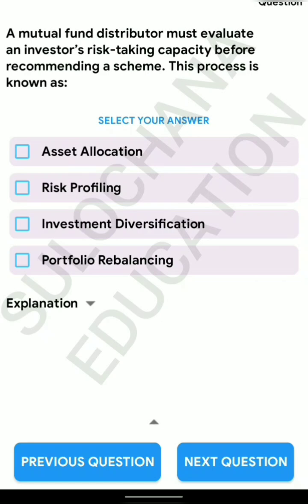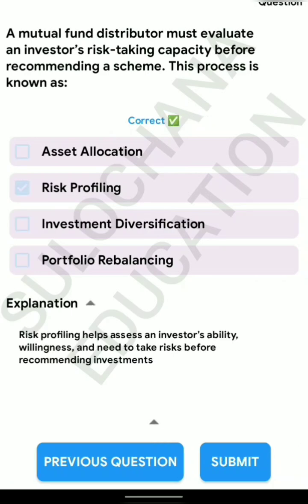Bonds. Bonds provide interest payments but do not grant ownership like stocks. A mutual fund distributor must evaluate an investor's risk taking capacity before recommending a scheme. This process is known as, options are, and the correct answer is option B. Risk profiling helps assess an investor's ability, willingness, and need to take risk before recommending investments.